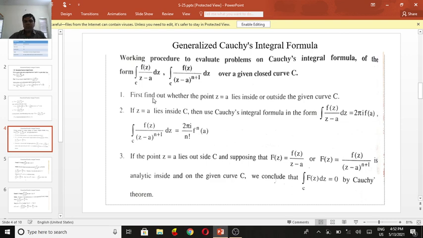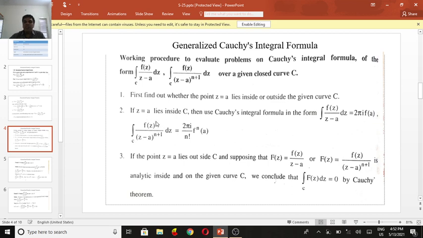First find out whether the point z equal to a lies inside or outside the given curve C. If z equal to a lies inside C, then use the Cauchy integral formula: integral of f of z divided by z minus a dz equal to 2 pi i f of a.